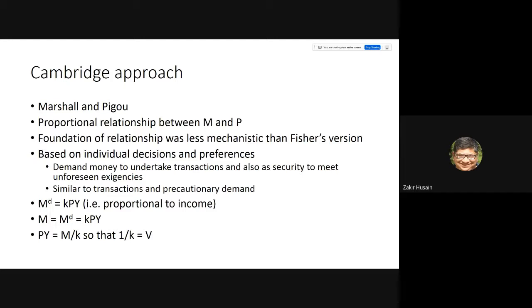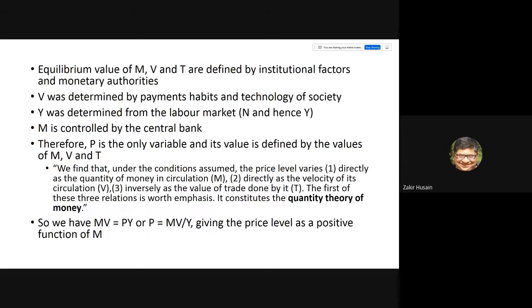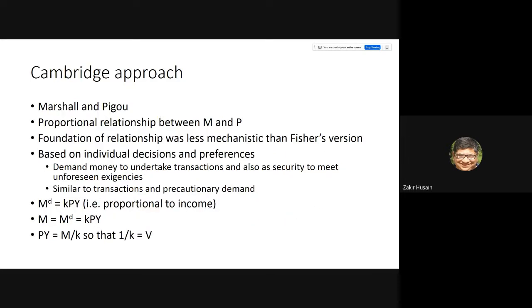So the Cambridge approach also focuses on the proportional relation between M and P. Here there are three relations: P with M, P with V, P with Y, but in our case, we are focusing on the relation between P and M. If the money supply goes up, the price is going to go up. If the money supply comes down, the price will also come down. So this proportional relation between money supply and price is also the focus in the Cambridge case.